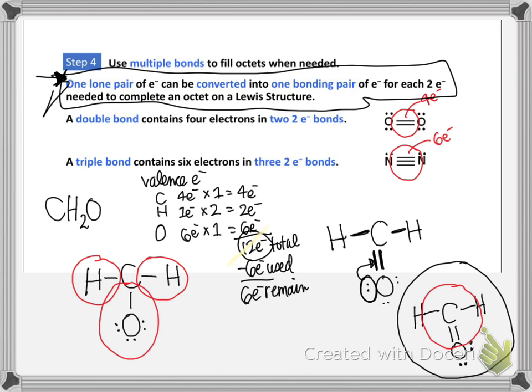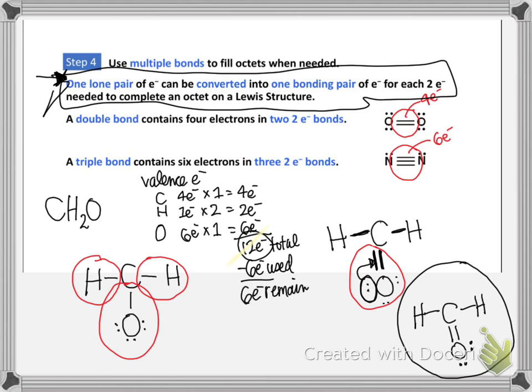And oxygen sees 8: 2, 4, 6, 8. So oxygen did not care that I moved the electron pair over here, because oxygen still sees it as part of its 8. But what it did was it solved the problem that carbon only had 6.